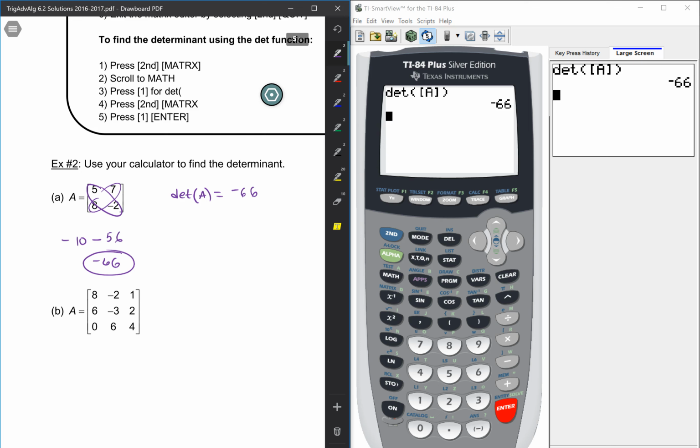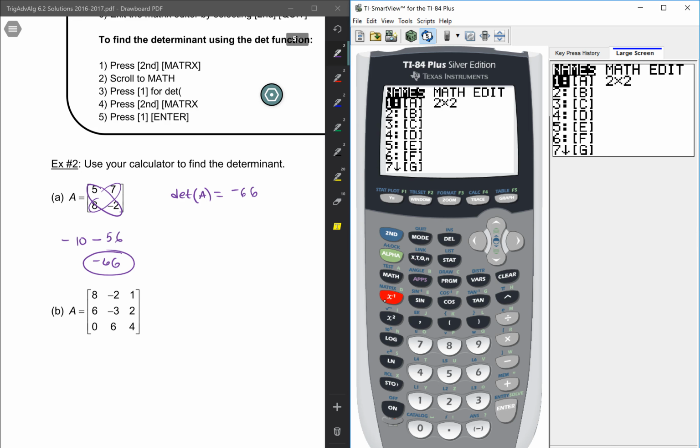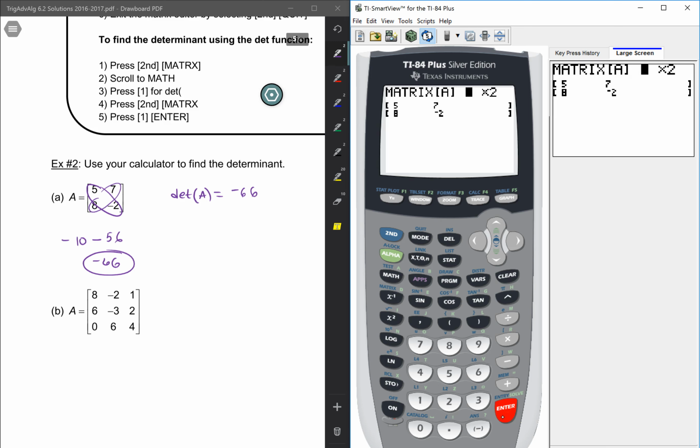Okay, now, what we're going to do is second matrix, edit. And I'm going to edit that first one, A. So I'm going to do 3 by 3 now. Okay, so 8, negative 2, 1, second, and mode, the one next to it. 6, negative 3, 2, 0, 6, 4. Okay?